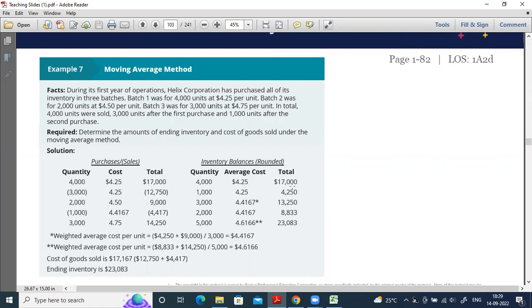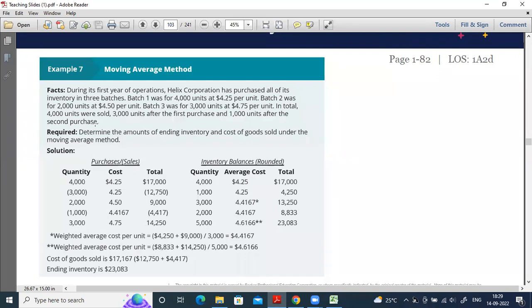I don't think you have any query in the first element. Is that clear about the 4,000 units first one? Yes, sir. Now the next is 3,000 units, because in the question they clearly mentioned that immediately after the purchase, here you can see in total 4,000 units were sold. In that 4,000, 3,000 units after the first purchase. Now your first purchase is nothing but 4,000. Immediately after the 4,000 units purchase, we sold 3,000 units and 1,000 units after the second purchase.